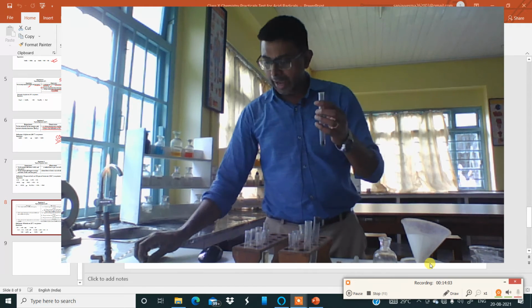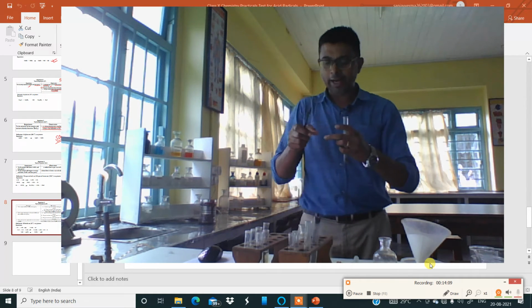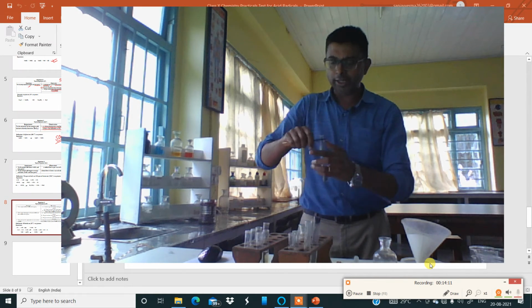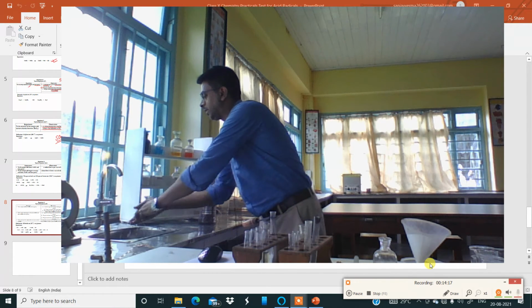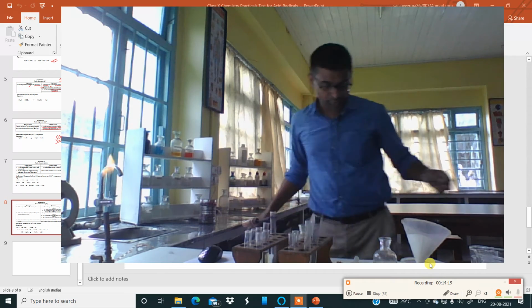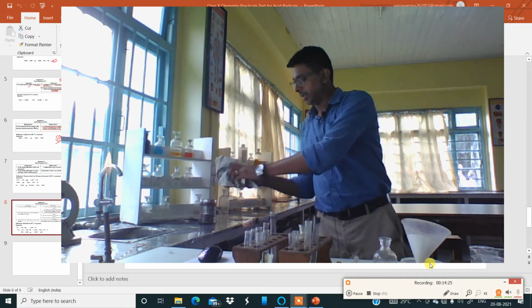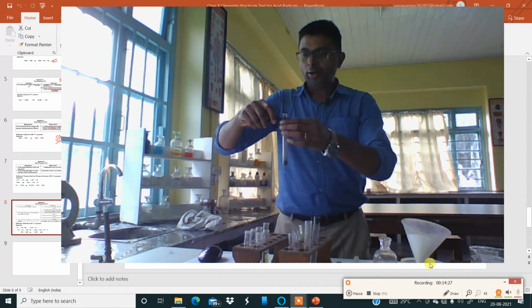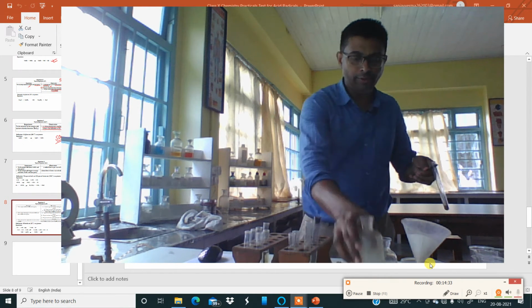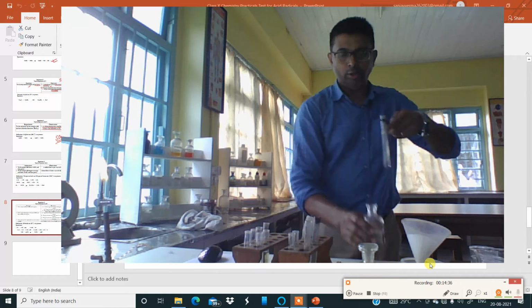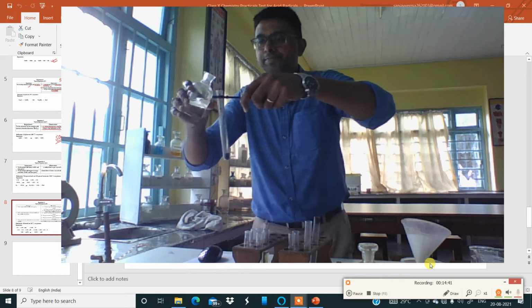Now to this I am going to add concentrated sulfuric acid and then heat it gently. Gentle heating is important. Some acid touched my fingers, so I have to wash it immediately. Now to this I am going to add concentrated sulfuric acid from the reagent bottle to this sample mixture containing sodium chloride and manganese dioxide.